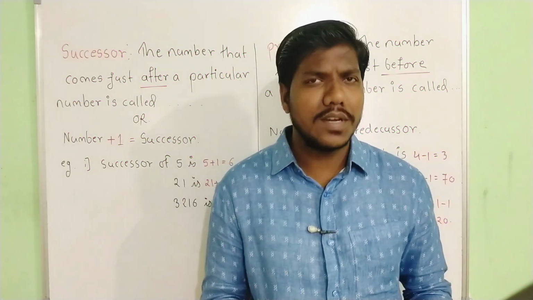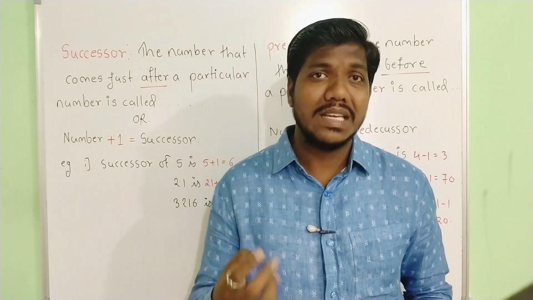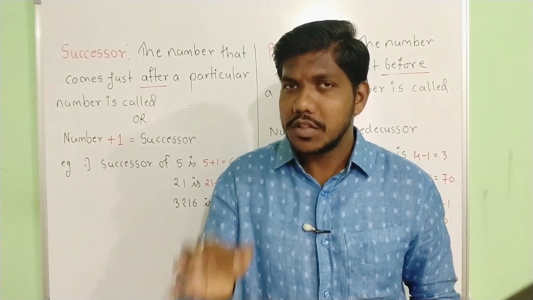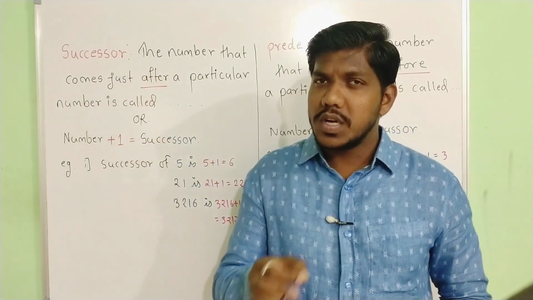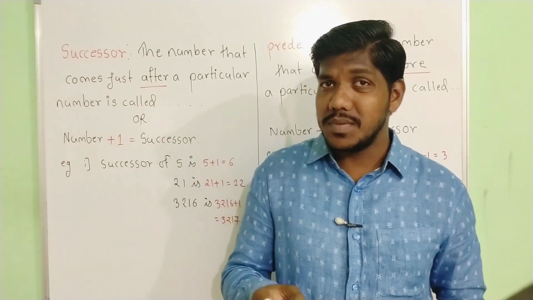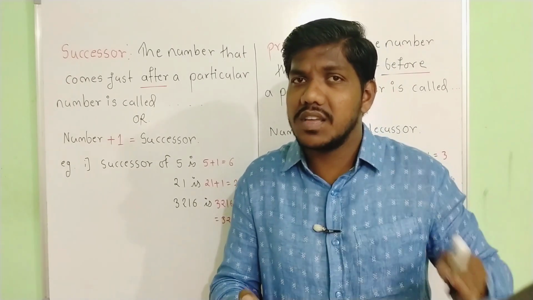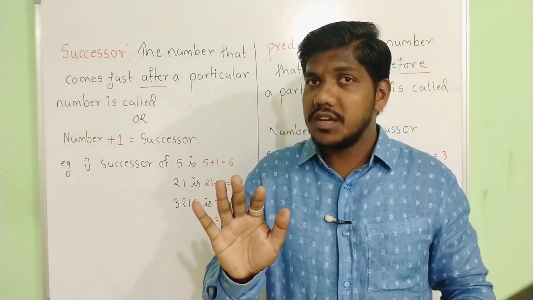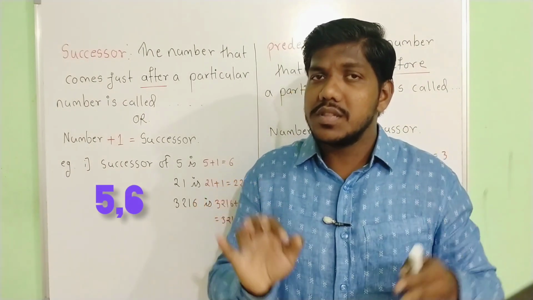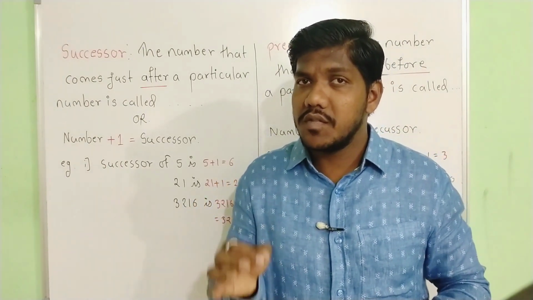So today we are going to learn about class 3rd chapter number 2nd, in which we are going to learn about some important points. The first point is successor. So what is successor? Successor is the number that comes just after a given number. For example, suppose we have a number 5. So after 5, which number comes? The answer is 6. So 6 is the successor of 5.